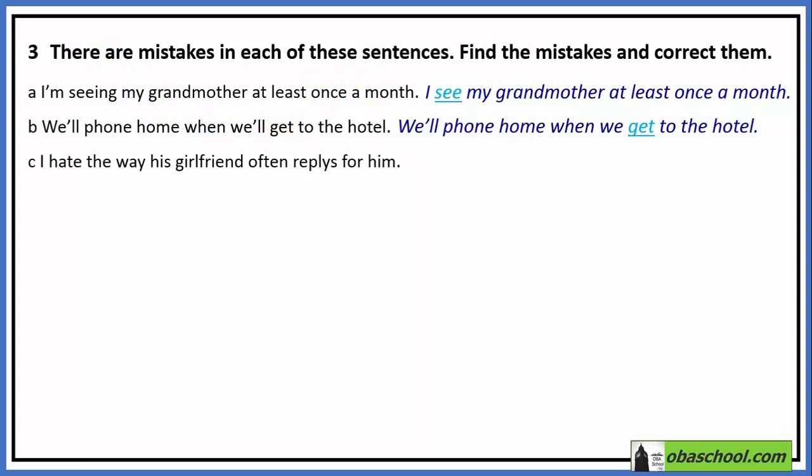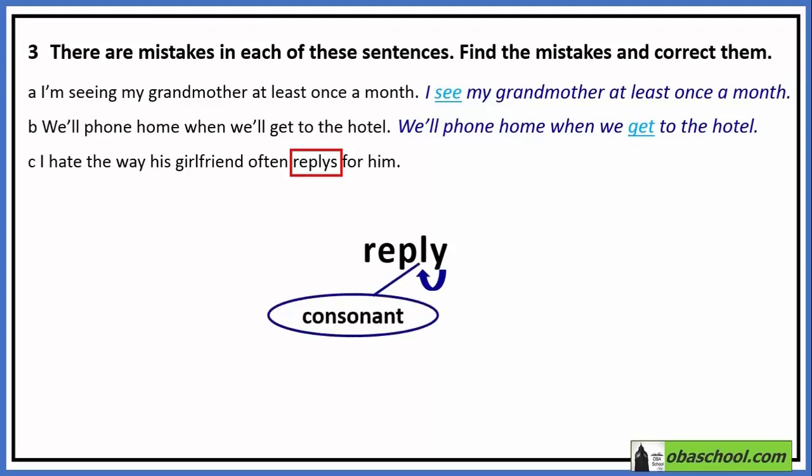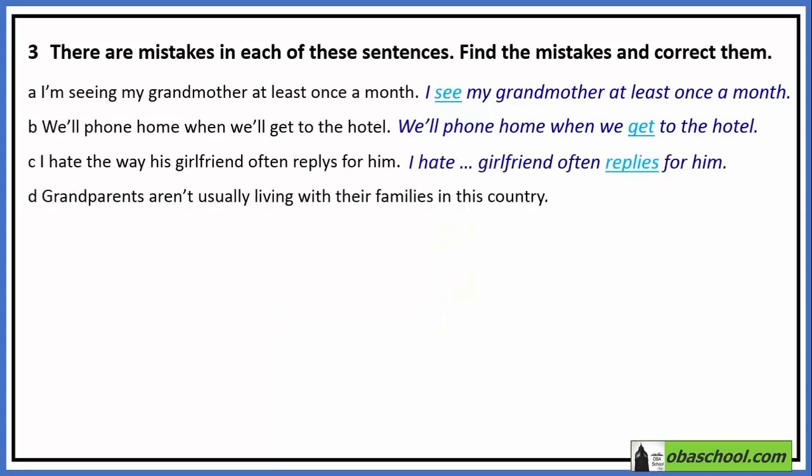C. I hate the way his girlfriend often replies for him. In this sentence, the mistake is also in the verb replies. However, the mistake is not in the form of the verb. The mistake is in the spelling. Reply. When the verb ends with y and it has a consonant preceding it, the y changes into i and we add es, so it becomes replies. R-E-P-L-I-E-S. I hate the way his girlfriend often replies for him.